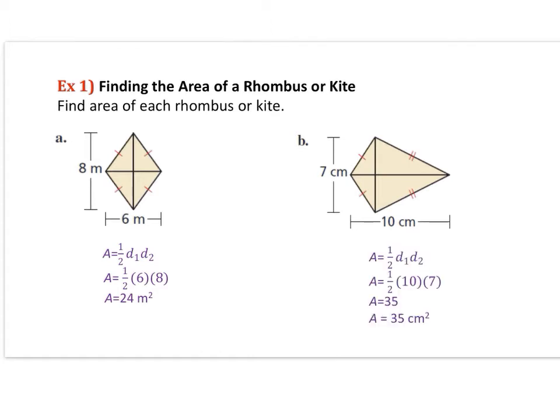For the kite, first step, write your formula. It's the same formula. Half of your diagonal 1 times diagonal 2. We've got a diagonal of 10 and a diagonal of 7. Multiply all that together, 35 square centimeters.